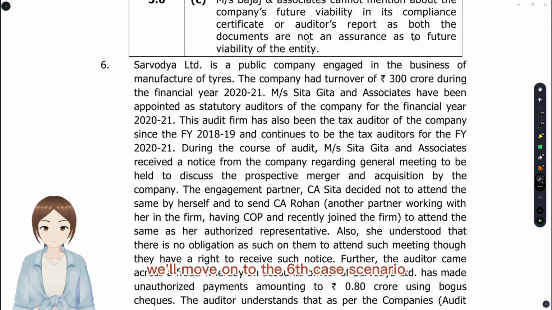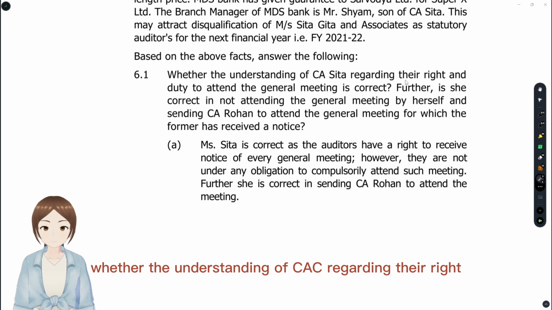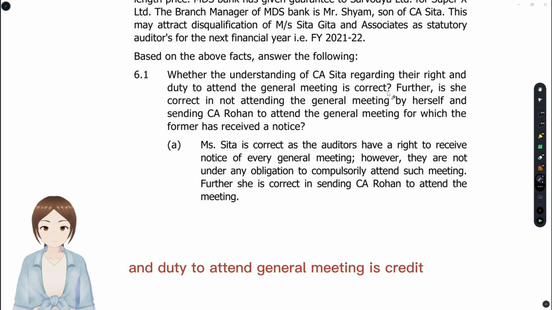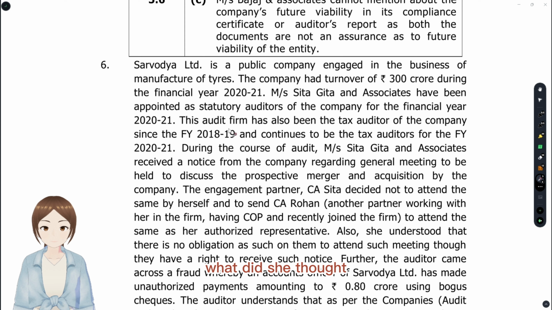We'll move on to the sixth case scenario. First we'll dive into the questions here. Whether the understanding of CA Sita regarding her right and duty to attend the general meeting is correct. What did she think? She had decided not to attend the meeting herself and to send CA Rohan.